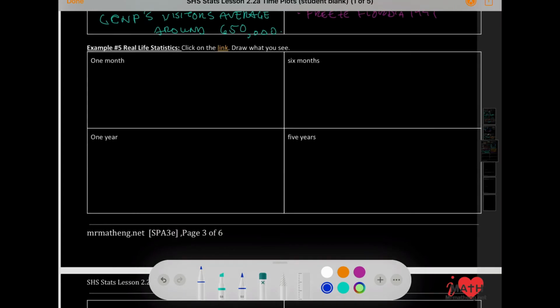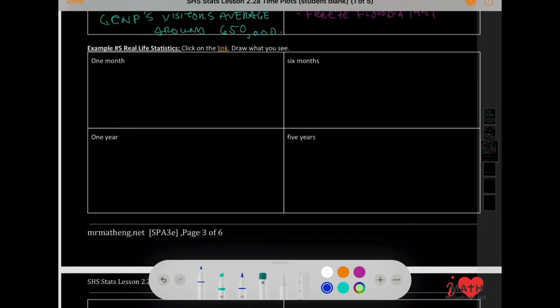Okay, I'm going to use the computer for this one. All you have to do is just click on that link, and then you just click on 1 month, 6 months, 1 year, and 5 years for the Dow Jones Industrial Average, and you just draw a picture. That's all you have to do. So I'm going to do that. You can press pause. Go ahead and do that on yours, and then we'll compare ours.